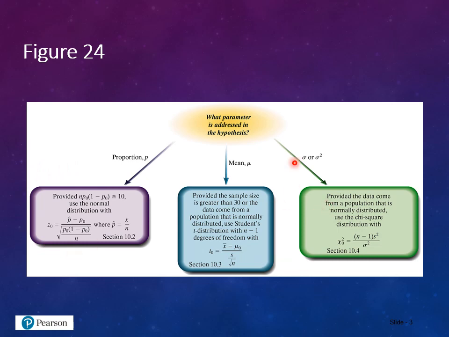If we're looking for the mean, and provided the sample is greater than 30, or the data comes from a population that's normally distributed, we use the student's t-distribution with n-1 degrees of freedom that we just saw in section 10.3. We didn't look at any of the standard deviations, so we're not going to really worry about this last one, but you use something called the chi-squared distribution. And again, we didn't cover this section, so you don't have to worry about the last one.